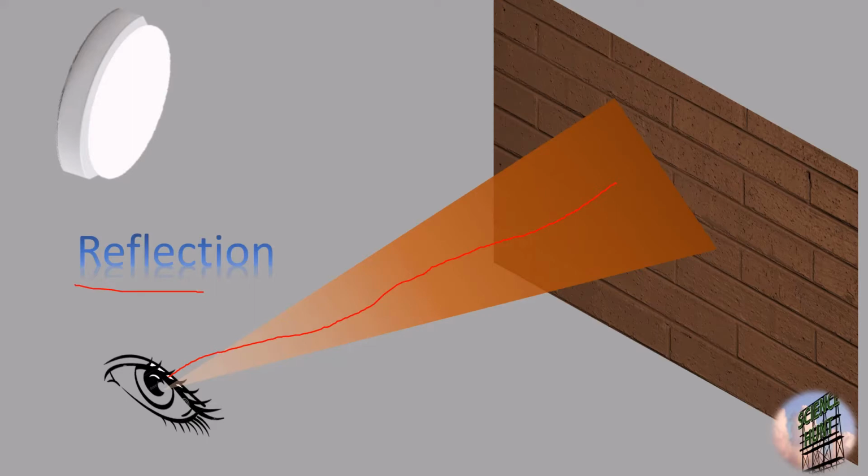We can see objects when there is light. When there is no source of light, then we cannot see the object. So here occurs the reflection. Reflection is the bouncing of light from a surface. Here the brick wall is the surface, this is the light source, and this is the eye, or you, who will receive the light.